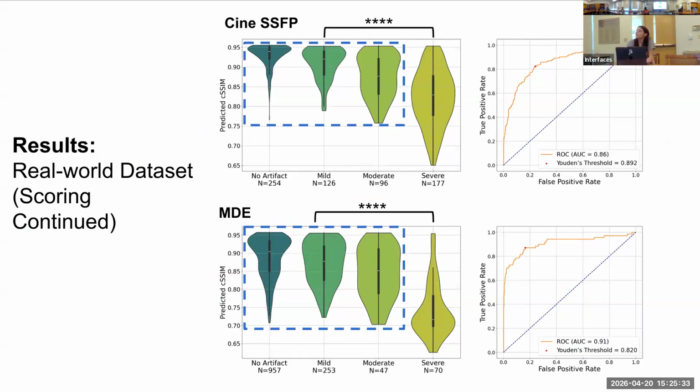And then also we decided to see, okay, well, can we use this to actually tell the technician, hey, either rescan or keep going, because that was the real goal of this project. So just looking between severe versus not severe, that's really the two categories we care the most about. It has a pretty good AUC. So basically we're able to pick a threshold, right? Where you say, okay, any predicted SSIM score above this threshold is fine. Anything below it, not fine.